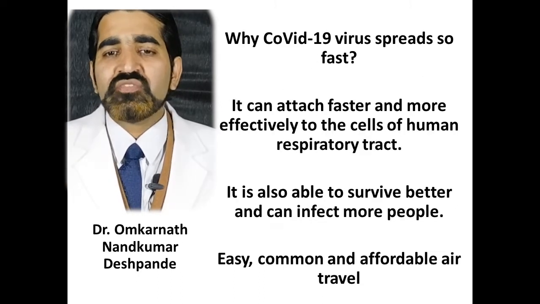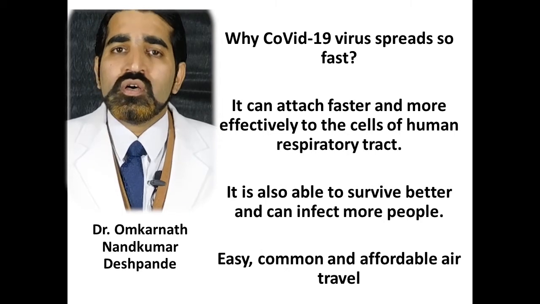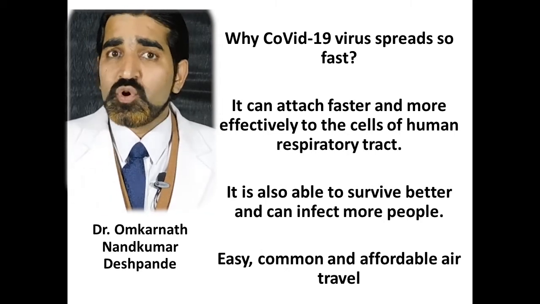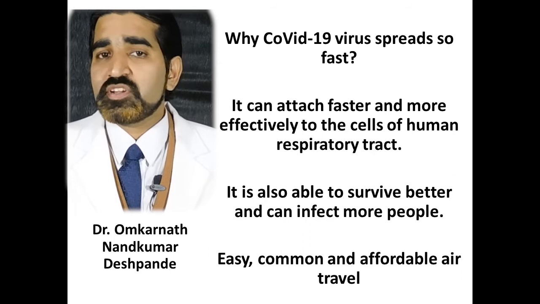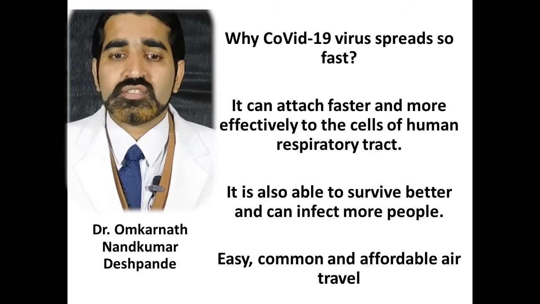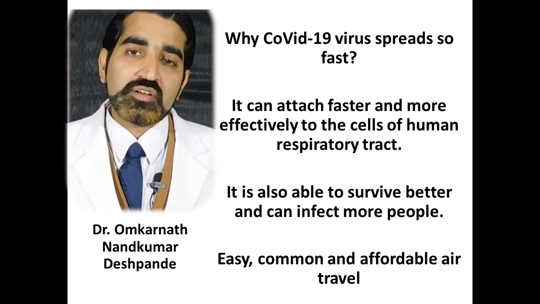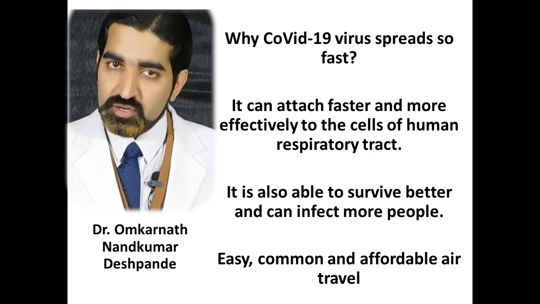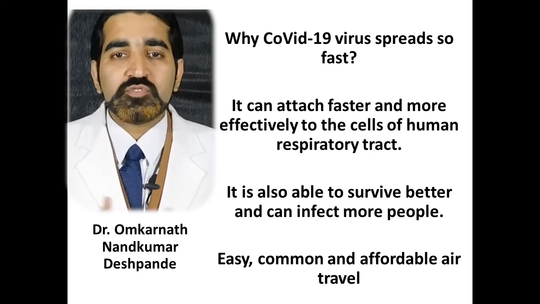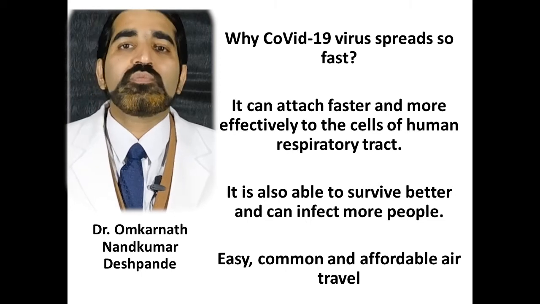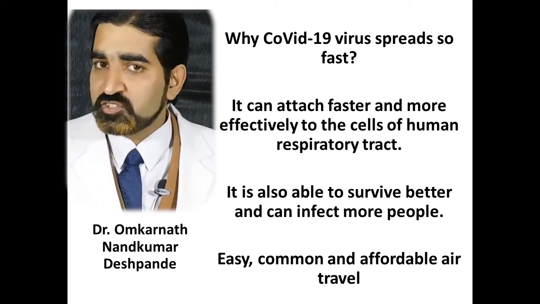Why does this COVID-19 virus spread so fast all over the world? Firstly, it can attach faster and more effectively to the cells of the human respiratory tract, so infection is very fast. It is also able to survive better and can infect more people, and as we all know, air travel has become cheaper, easy, common. So a lot of people are traveling, so infections are spreading from one place to the other.